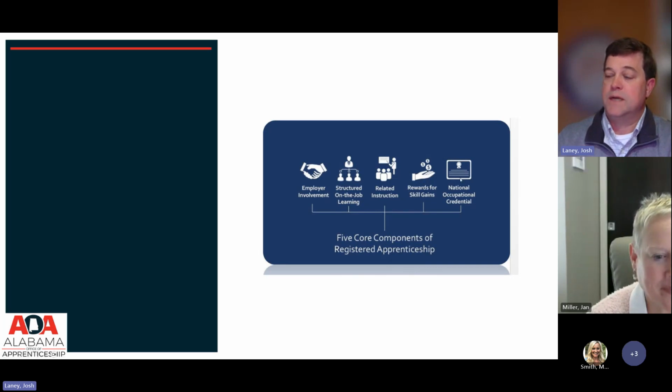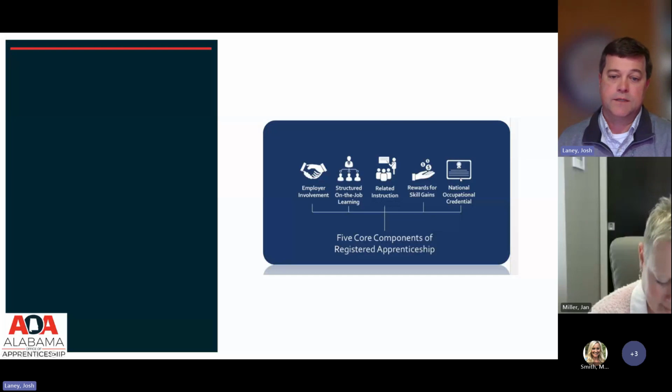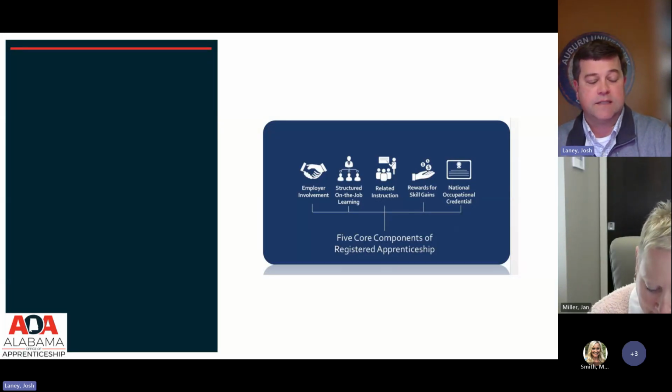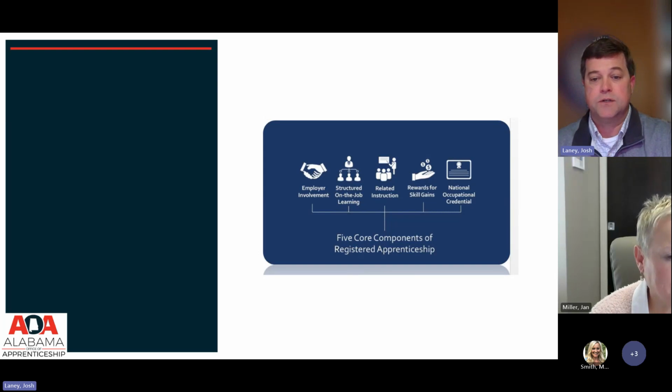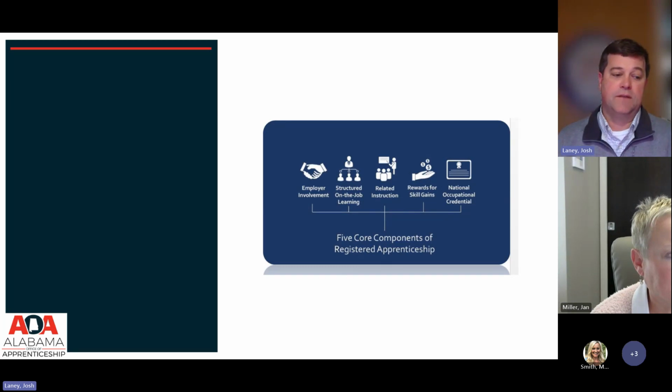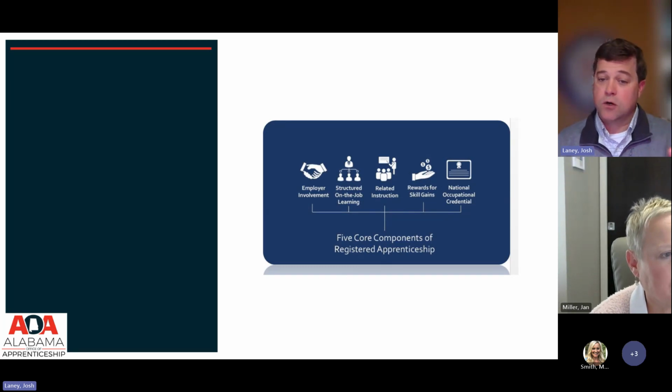The fifth component of every registered apprenticeship is a national occupational credential. Every registered apprenticeship is recognized in all 50 states and territories because it is federally registered. That's what that means. My office, the Alabama Office of Apprenticeship, oversees the quality standards and the registration process. And that means that it's fully portable. That certificate that you earn from my office is called a Journey Worker Credential or Journey Worker Certificate.